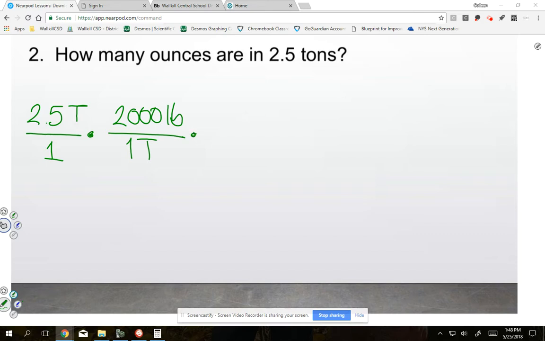Gotcha. And then the last one, Alex, 16 ounces. 16 ounces over 1 pound. So now I can cancel. Tons cancels, pounds cancels. I'm left with ounces. Multiply the numerators, get your answer.